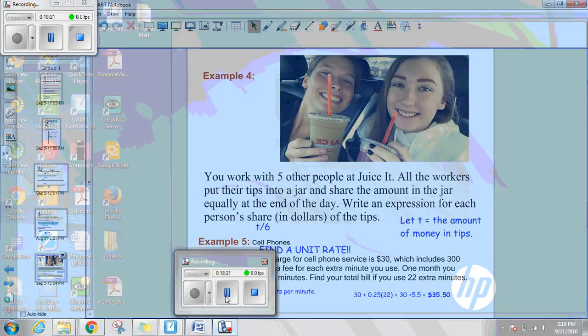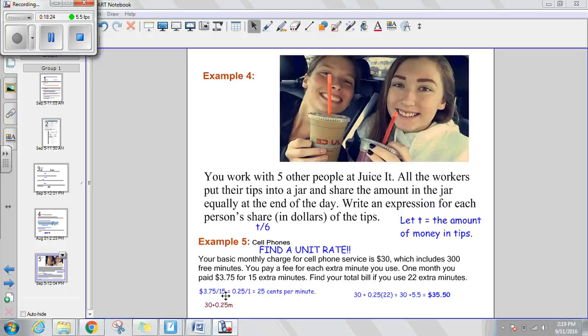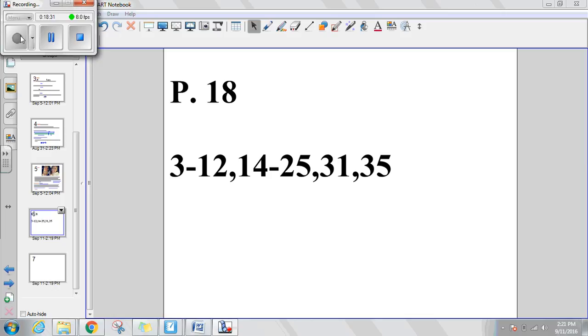And that's it for our lesson. Now you can move on to your homework, which is right here. It's on page 18 in your textbook, and you're doing numbers 3 through 12, 14 through 25, 31, and 35. And that's it for today.